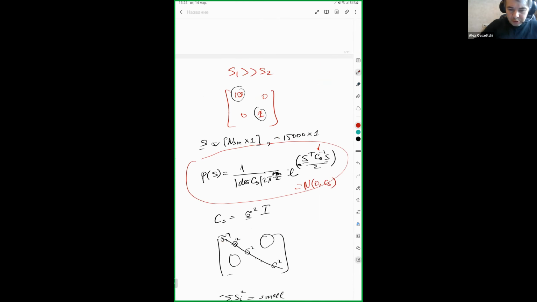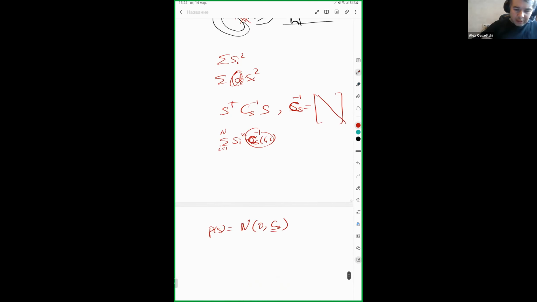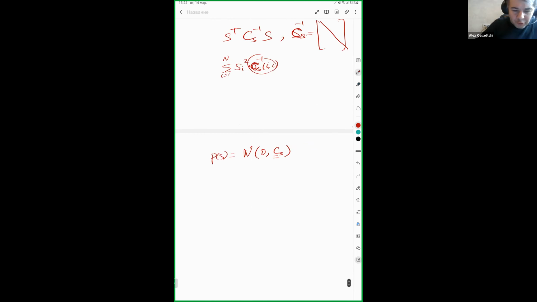It's normal to say that this is a normal distribution with zero mean because this S doesn't have a mean. If it had a mean, it would have to be (S minus M) transpose CS minus first (S minus M), okay? But there is no such M, therefore I assume that it's 0. And you have to understand that this is P of S for each source, so it's basically a big multidimensional distribution. 15,000, whatever. It's huge, and CS is big. CS is 1500 or 15,000 by 15,000. It's a huge matrix.